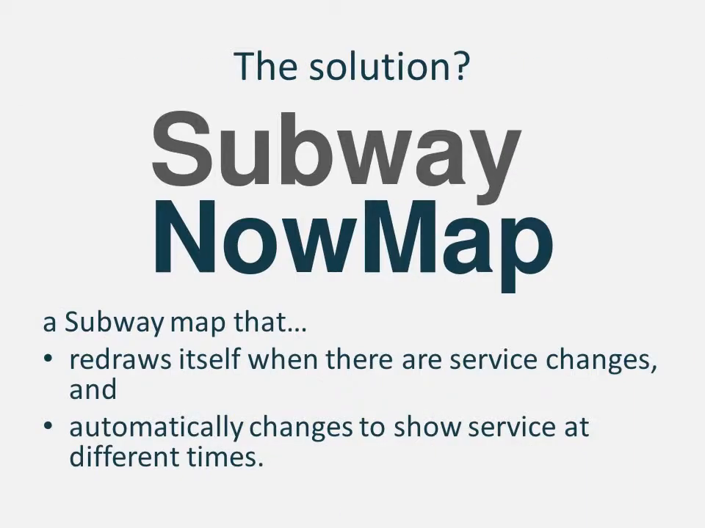Subway NowMap is a mobile website that offers a dynamic visualization of subway service. It provides a real-time map that redraws itself when there are service changes, and it adjusts itself according to the time of day and the day of the week.